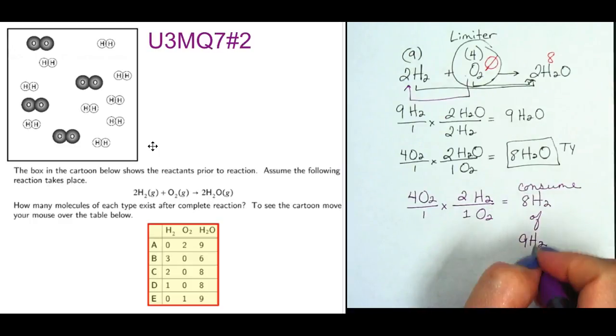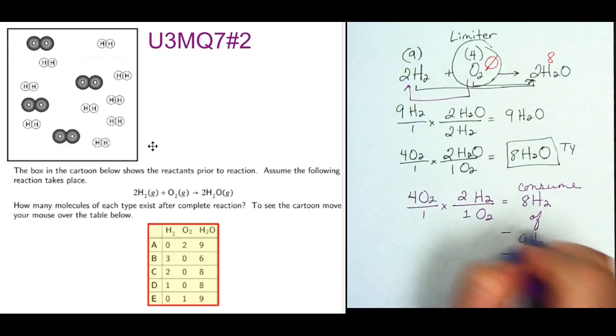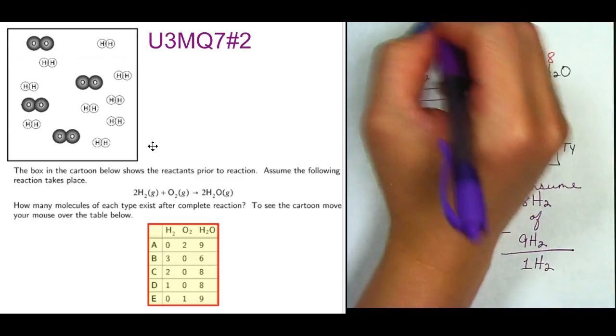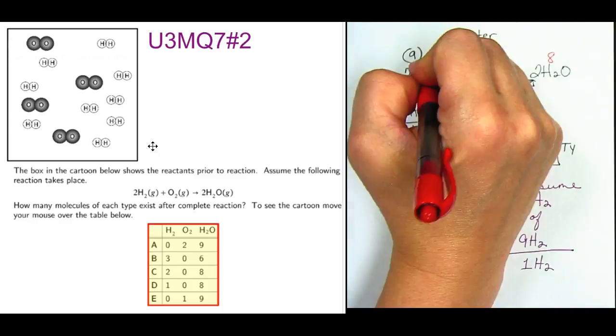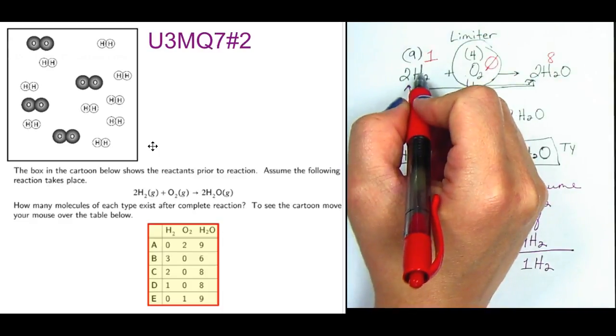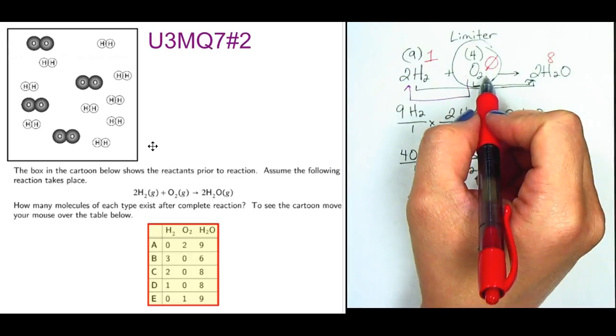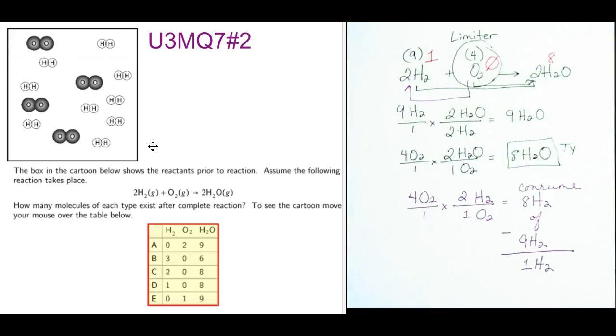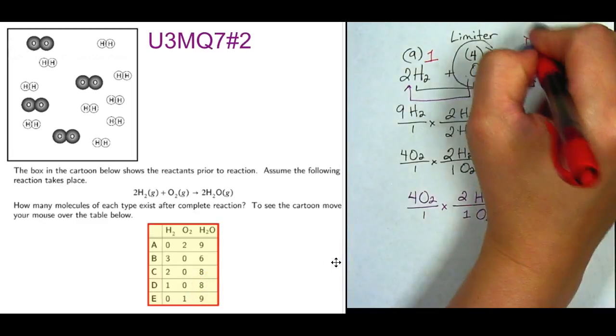So that means that if I subtract these, essentially take the absolute value, we'll have 1 molecule of hydrogen remaining after the fact. So there'll be 1 molecule of hydrogen in excess. We will use up all of the oxygen and we will produce 8 water molecules, which corresponds with letter D. 1 hydrogen, 0 oxygen, and 8 waters. So this is letter D.